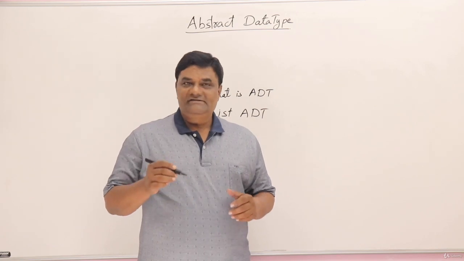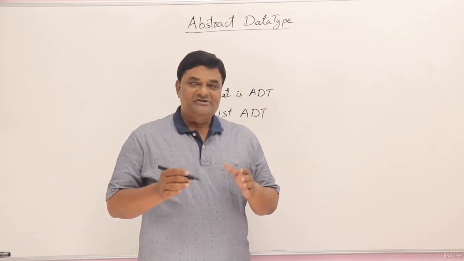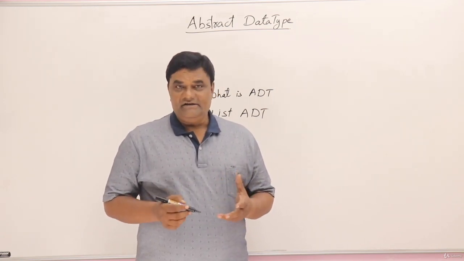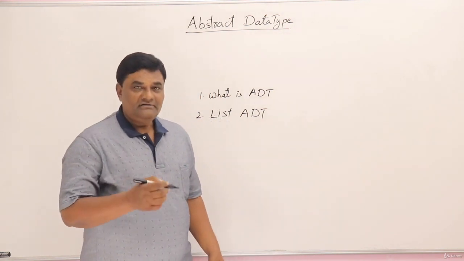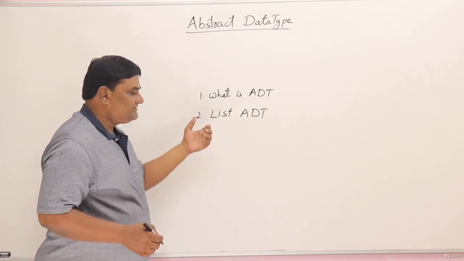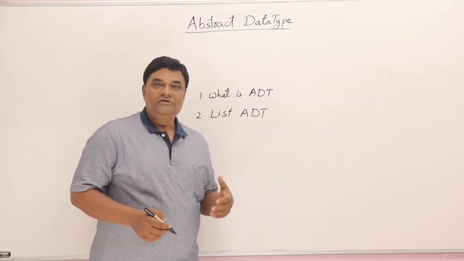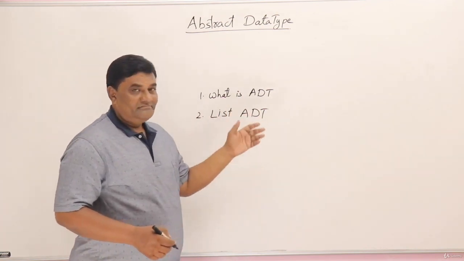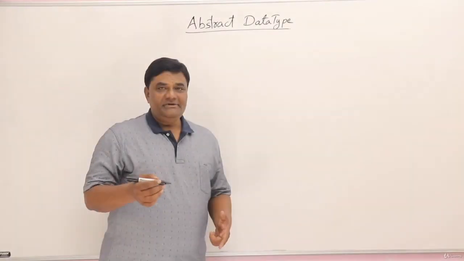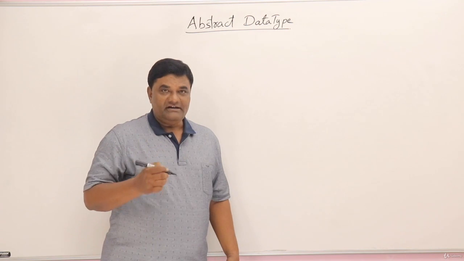In this video, I'll be discussing abstract data type, that is ADT. We'll learn what ADT is, and I will explain it through an example, that is the list example. So we will learn about list ADT. First, let us learn the term ADT. ADT means abstract data type.